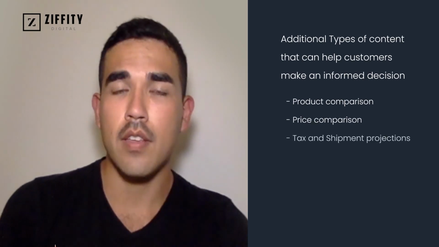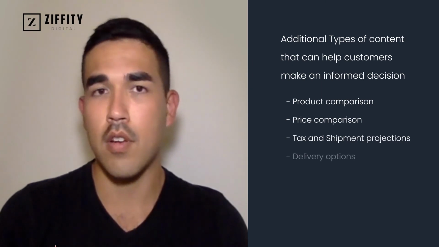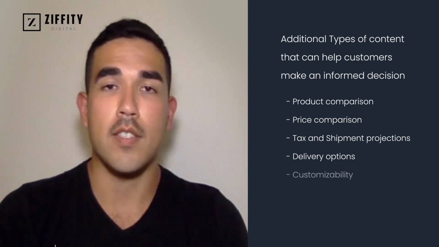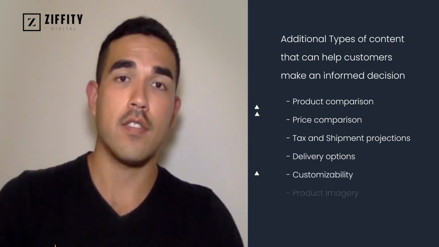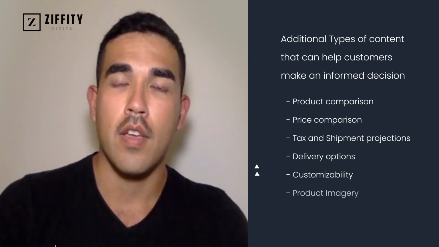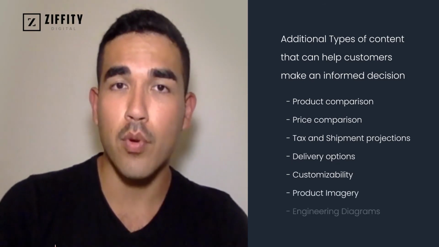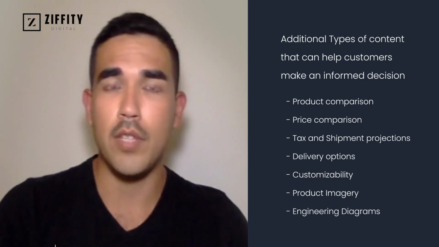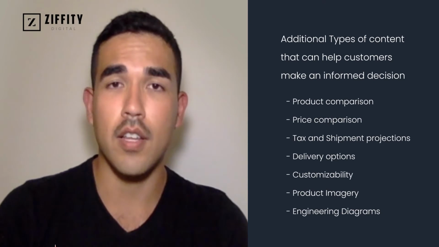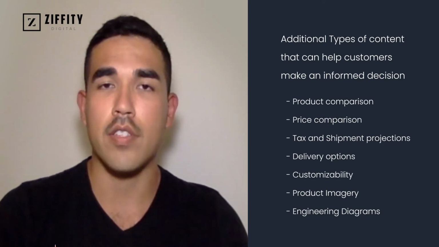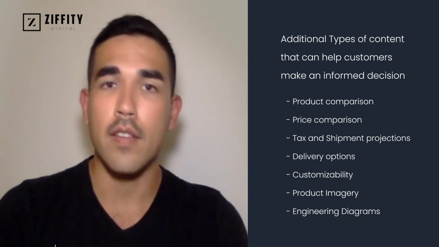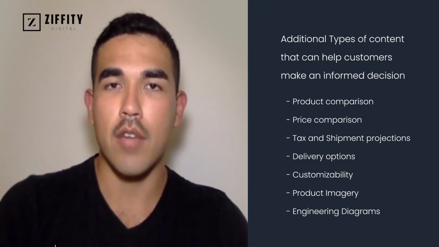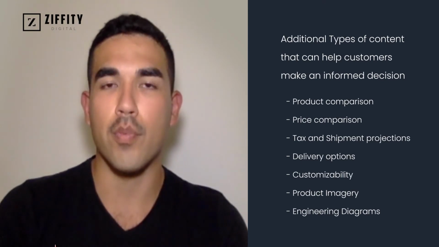being timely in displaying delivery options across the user journey, and also displaying things like customizability, right? The extent to which you can customize a product for your customer, as well as visuals. Product imagery is very important, and engineering diagrams are a big draw when it comes to B2B selling online. There are also providers out there you can hire to create these engineering 3D specification diagrams and visuals for you to support your products online.